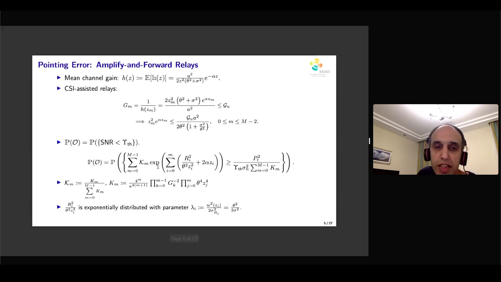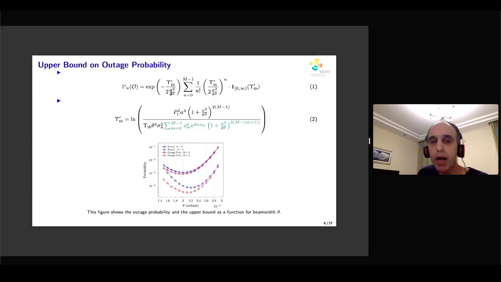So in order to compute this in closed form, this is difficult to do, right? Because it's an involved expression. So we come up with an upper bound, which is an algebraic upper bound. In this case, this quantity, gamma th prime, actually contains my link distances that I want to optimize my function on, my function being the outage probability, right?